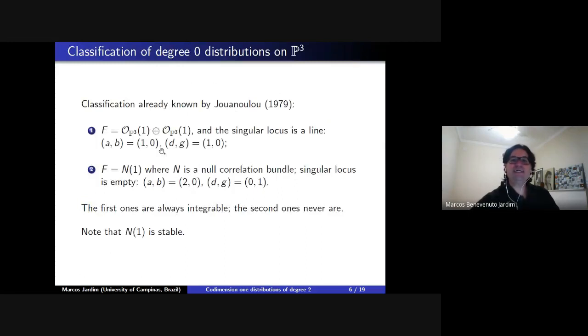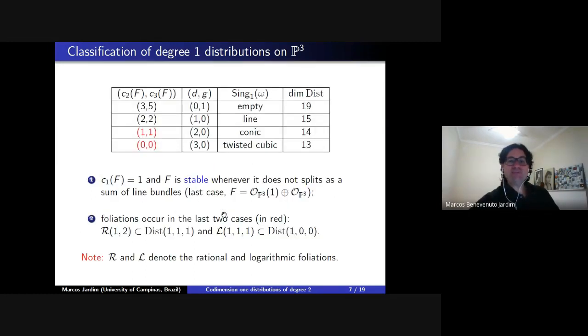So this is the classification of degree 0 distributions on P3. It's a very classical object, and it was already known by Jardim. The classification of degree 1 was already known as well, and I'm going to try to summarize all the information here in this little table.